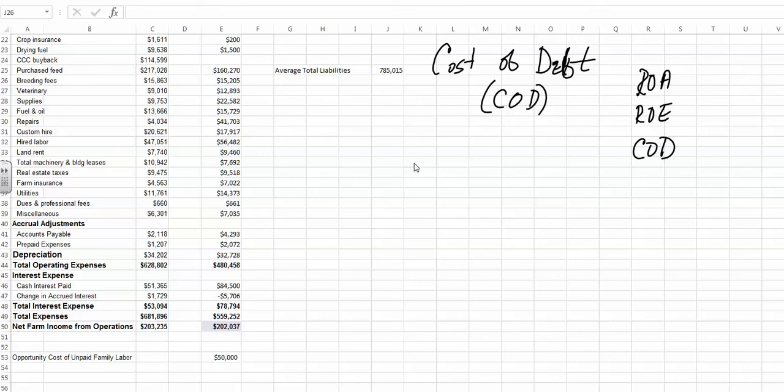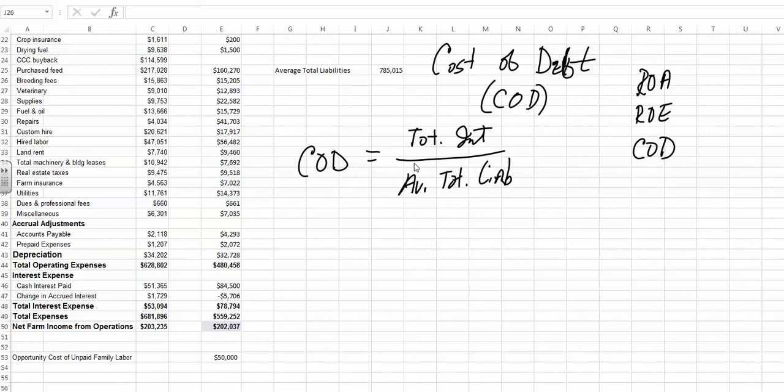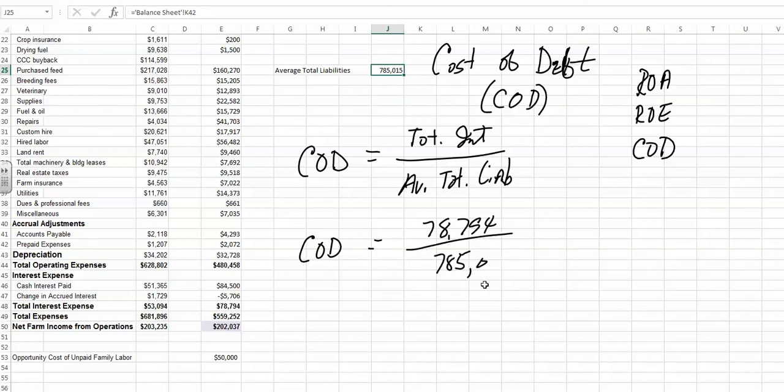Now, cost of debt is an easy concept. Cost of debt is simply equal to total interest of a business divided by average total liabilities. Now, one of the other videos showed you how to calculate the average total liabilities, and I've actually already transferred it to this page. So cost of debt is simply equal to total interest, which is $78,794, divided by $785,015, and that number will give us a cost of 10.04%.